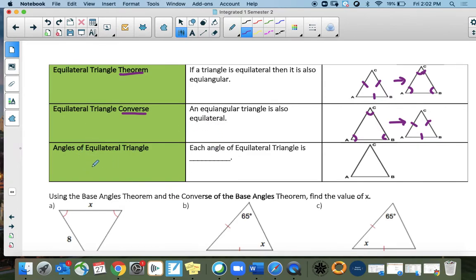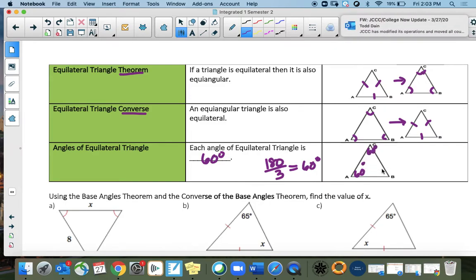Now we have the angles of an equilateral triangle. Each angle of an equilateral triangle is 60 degrees. Because think about it, if they're all congruent, and I have to do 180 divided by 3 angles, the only way to get that is 60. So all of them are 60 degrees. This is 60 degrees, this is 60 degrees, this is 60 degrees. Okay, and again, that also means that all the sides are congruent. But we don't know what the sides equal. That's harder, we can't really find that out without more information. But the angles we always know.